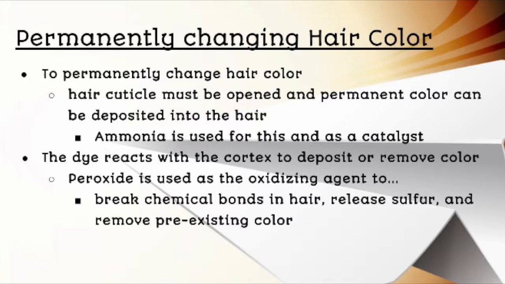Just as the shape of your hair can be permanently changed, the color of your hair can be too. In order to do this, the hair cuticle must be open and permanent dye must be deposited into the cuticle. Ammonia is used for this and is a catalyst in the process of dye reacting with the cortex to deposit or remove hair color. Hydrogen peroxide is used as an oxidizing agent to break chemical bonds in the hair, release oxygen, release sulfur, and remove pre-existing color in hair. Hairstylists will often bleach hair before dyeing it a different color in order to start with a clean slate. The sulfur present in hair color explains the unpleasant smell of hair dyes.